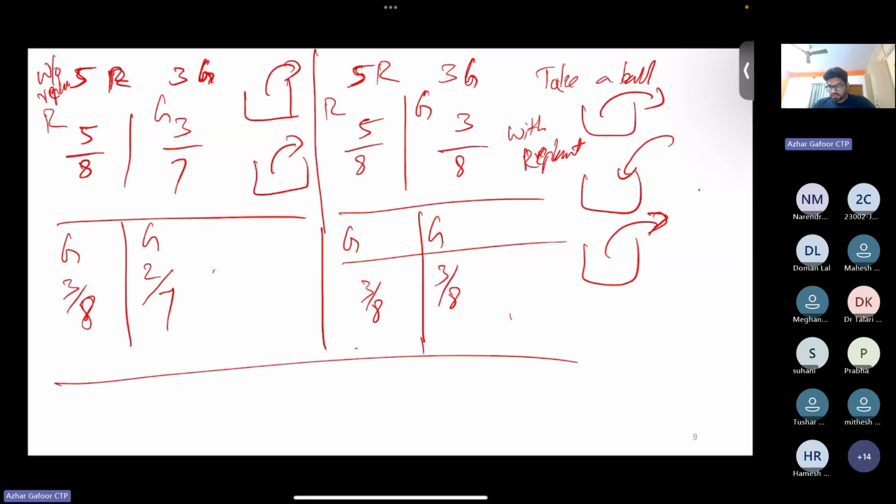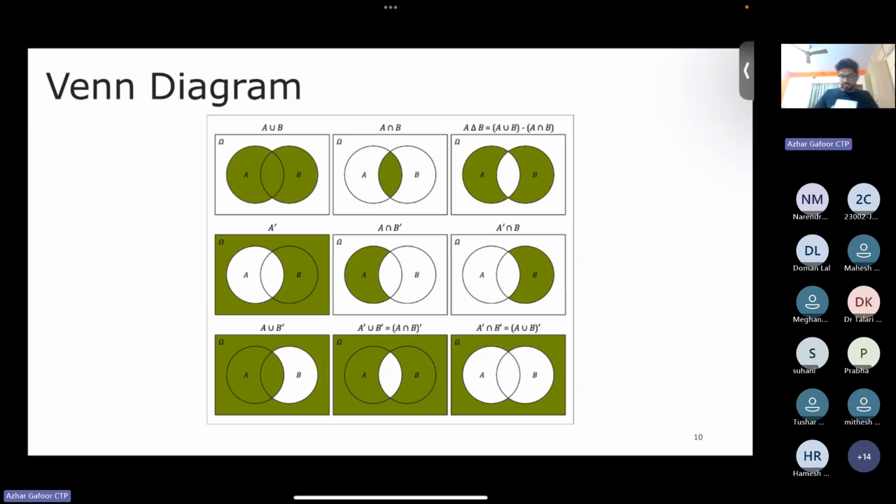All right. Now to explain all these things, we use Venn diagrams. So Venn diagrams are an easy graphical representation of different kinds of events. So we can see different Venn diagrams here. So A union B means the occurrence of both the events combined. So it can be like in our previous example, so let's take that example itself.